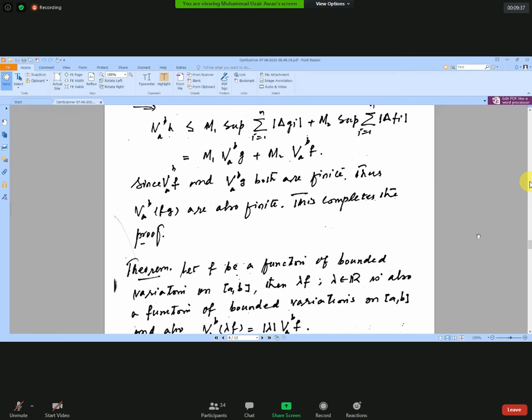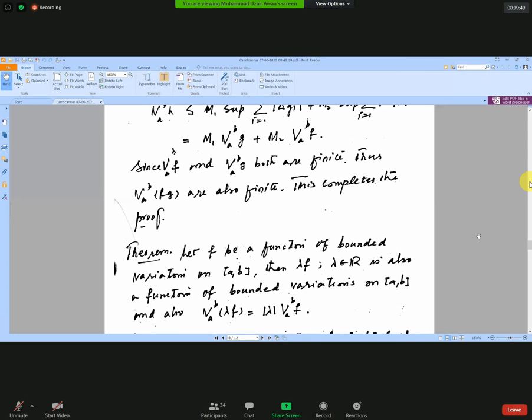Next we have the result: let f be a function of bounded variation on [a, b], then lambda f is also a function of bounded variation, and also total variation of lambda f is equal to absolute value of lambda into total variation of f. Prove this for me, it is simple, 2-3 lines.